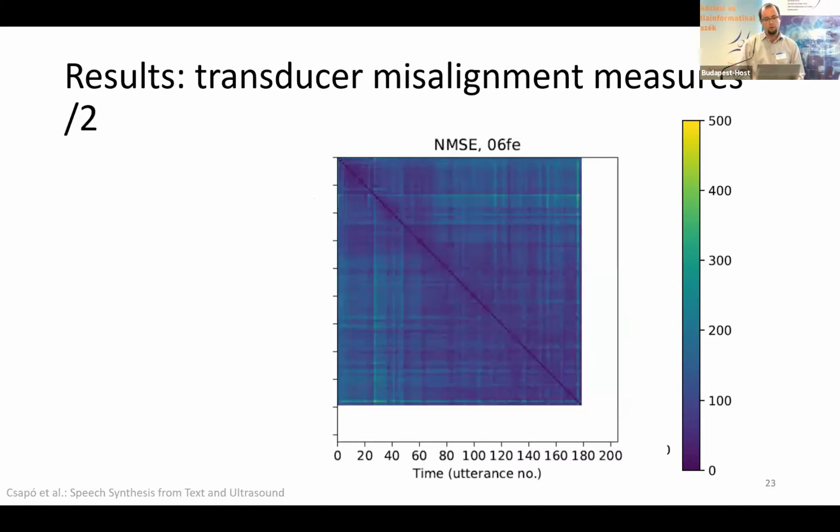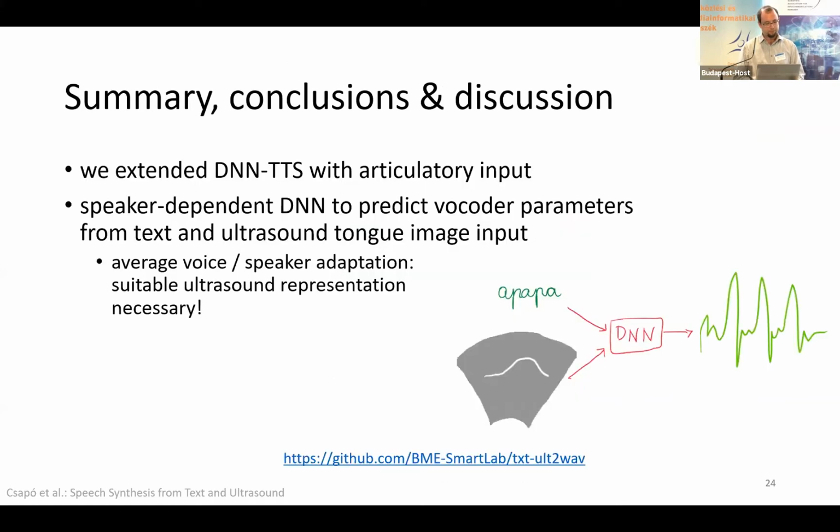If we check the data for another speaker, now we don't see as strong an effect. We did not quantify or compare this with any kind of regression, but it seems that if there is some misalignment in the ultrasound data, then the results of the articulation-to-speech synthesis will be weaker.